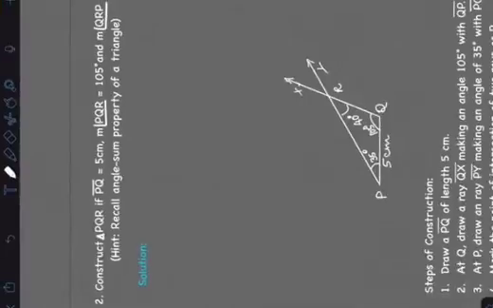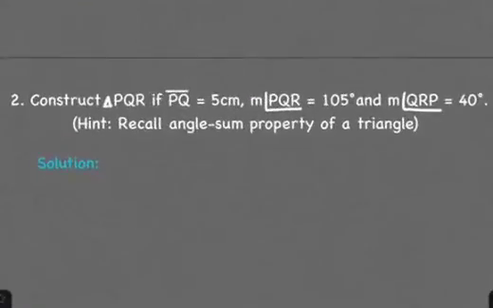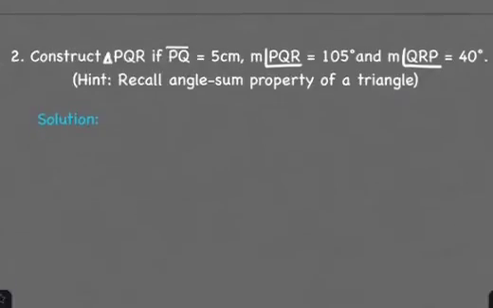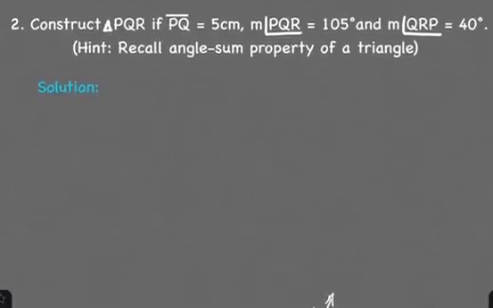Angle sum property defines that the total measure of the three angles of a triangle is 180 degrees, children. I hope all of you remember that. So first we will solve and then go on for construction.